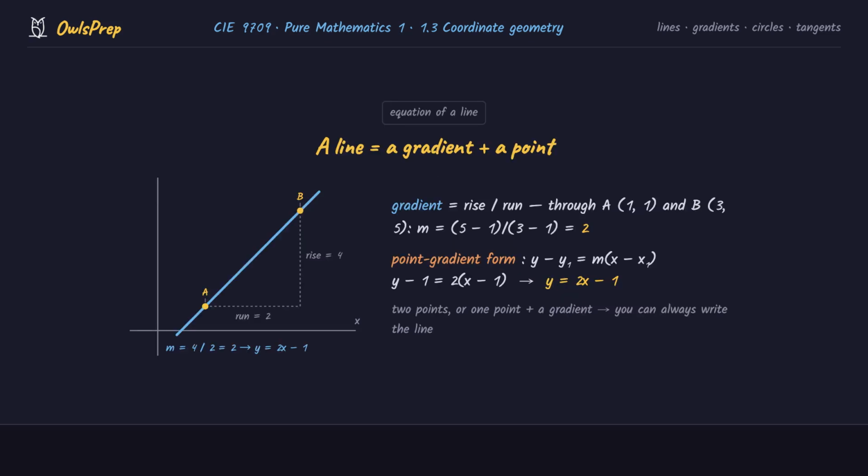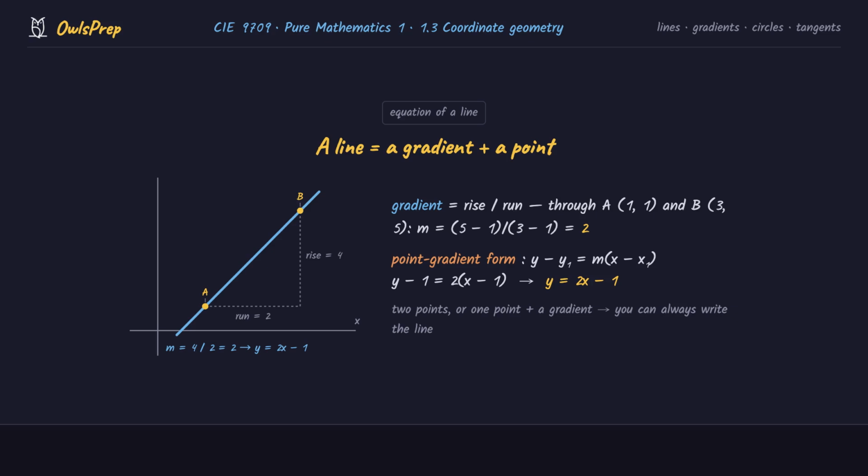A line is fixed by its gradient, how steep it is, together with one point it passes through. The gradient is rise over run. Take 2 points and divide the change in y by the change in x. Say this line passes through 2 points, A and B. A has both coordinates equal to 1, and B has x coordinate 3 and y coordinate 5. Then the gradient is (5 minus 1) over (3 minus 1), which is 4 over 2, equals 2.